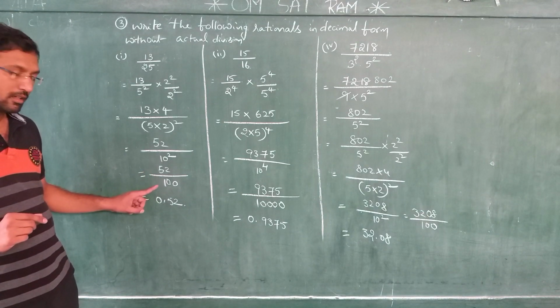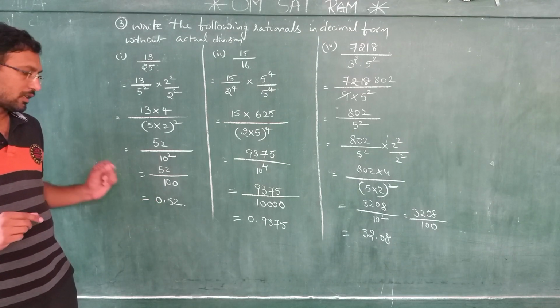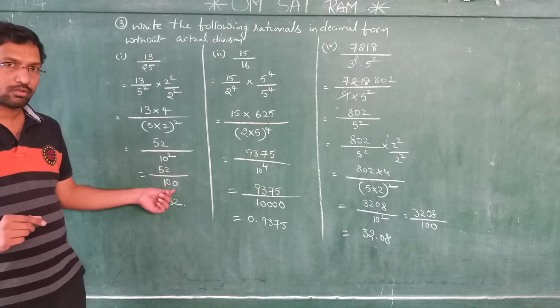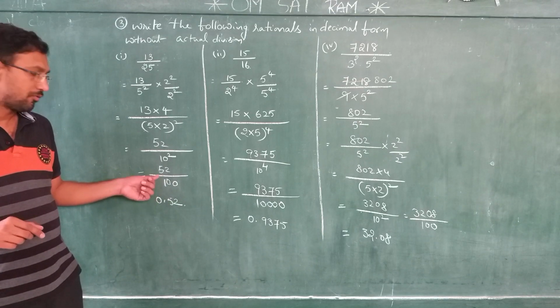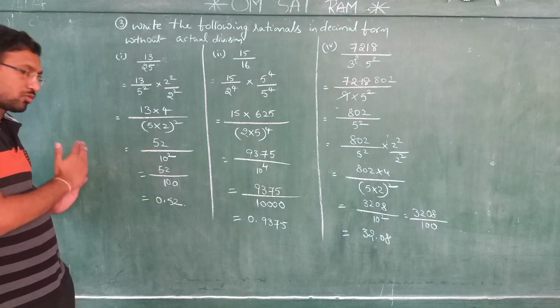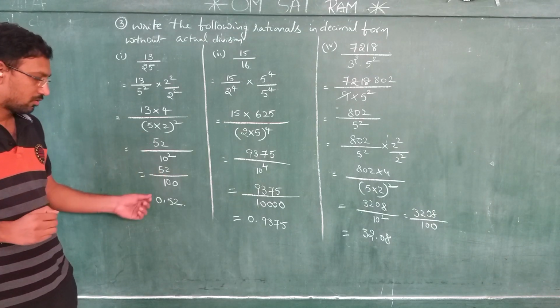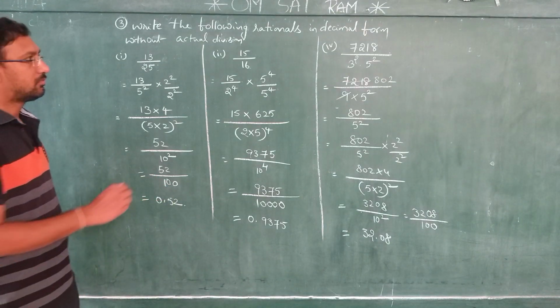52 by 10 square, value 100. 52 by 100 is equal to 0.52, because there are two zeros. If we divide 52 with 100, then the decimal point moves 2 places to the left. So 52 by 100 is 0.52.